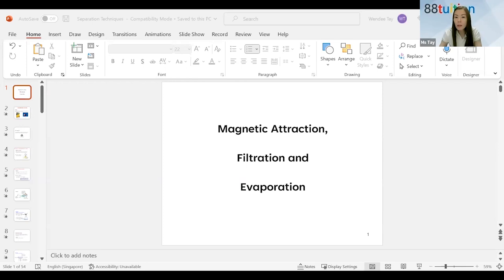So let me know when you can see my screen. Okay, if you can see my screen, it says magnetic attraction, filtration, and evaporation. Can you see my screen? If you can, put up your hand. Yeah. Okay, good. Yes, Lohita, I can see your emoticon now. That's good.